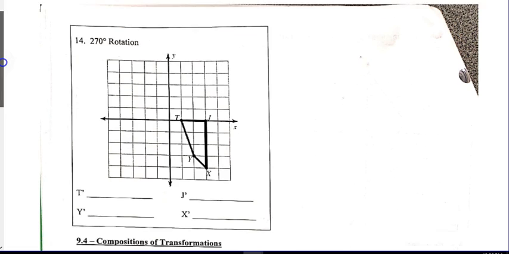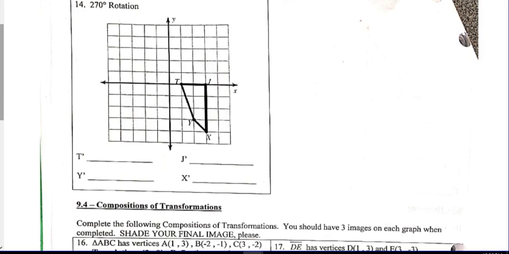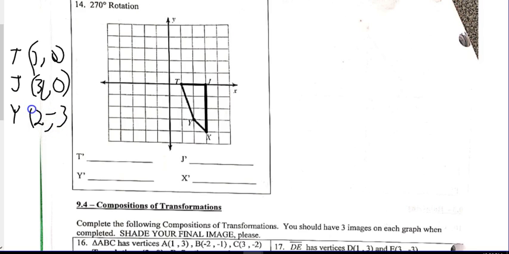270. So we have the same points here, but you can go back and look at your previous page if you want. I'm just going to write them again. So T is 1, 0. J is at 3, 0. Y is at 1, 2, 3, 2, -3. And X is at 3, -4.